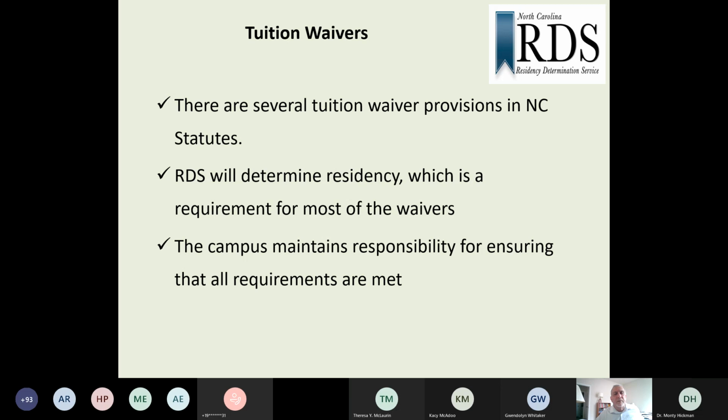There's, by the way, another one in the pipeline the legislature is considering for graduates of the North Carolina School of Science and Math, I believe. The question was what the exact wording will be at the end, whether it's just going to be for UNCs or UNCs and community colleges. So I'll let you know when that passes through the legislature, if it does. So again, you can use RDS to determine if they meet the residency portion, but that doesn't mean they automatically meet everything.